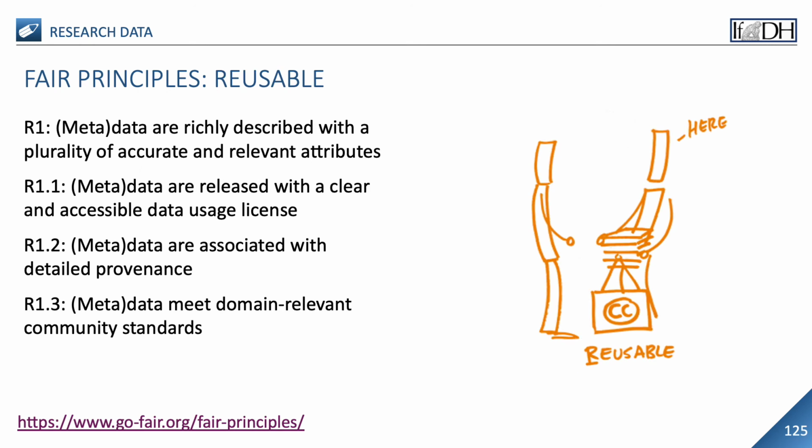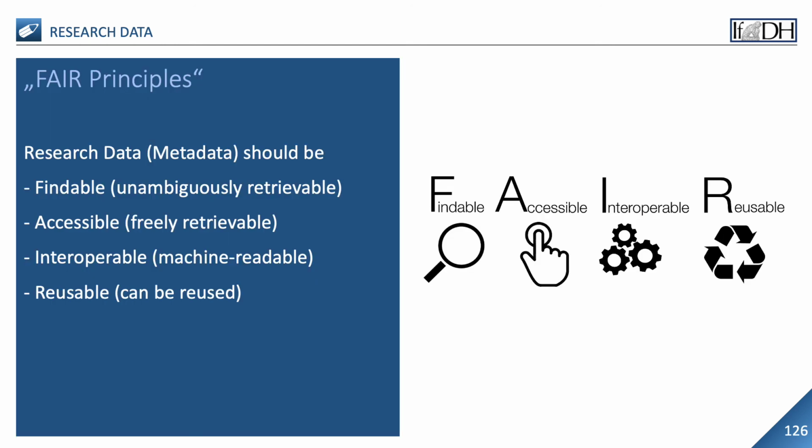Fourth, research data should be reusable. This is ensured if the data and metadata are richly described with a plurality of accurate and relevant attributes. They are released with a clear and accessible data usage license. They are associated with detailed provenance, and they meet domain-relevant community standards. I think that's easy to instill. Research data and metadata should be unambiguously findable, freely retrievable, machine-readable, and reusable.